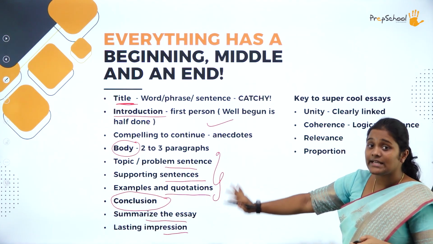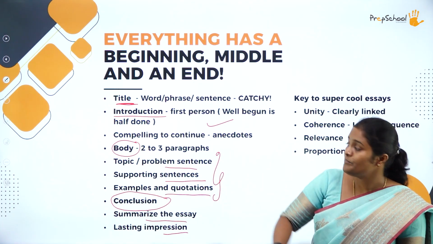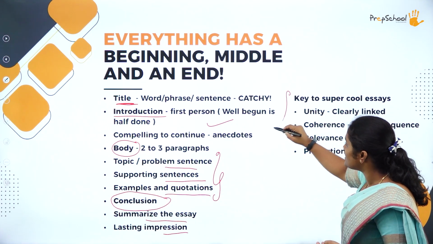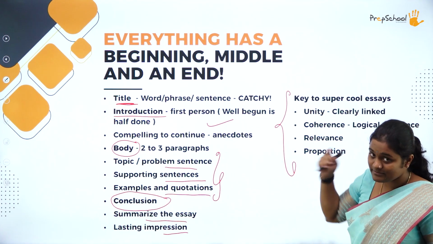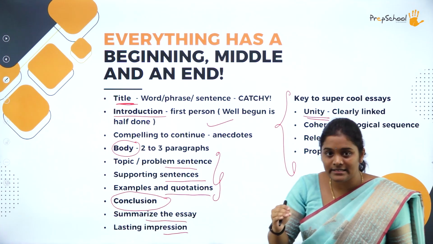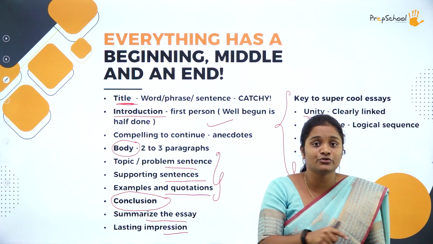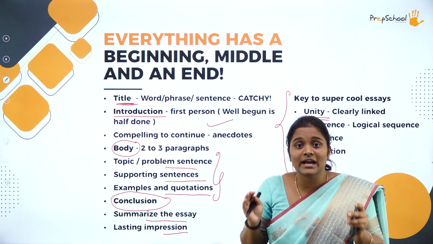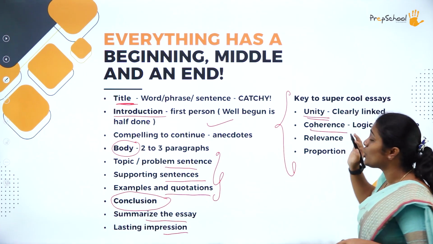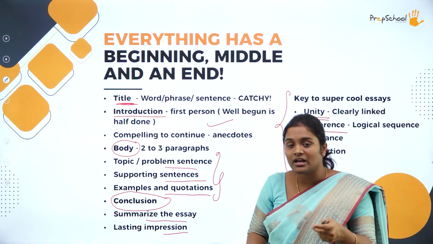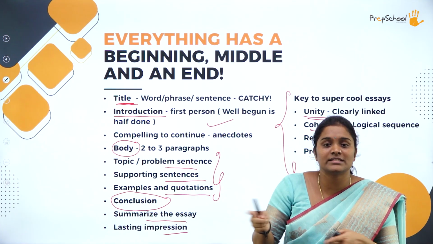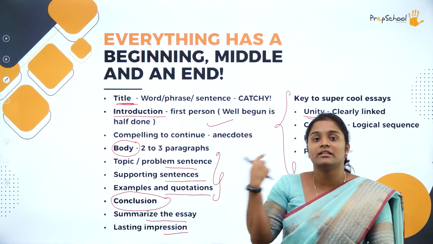Now after this basic anatomy of the essay, which has a title, then an introduction, body and a conclusion, very basic, what is the key concept of a cool essay? When I say cool essay, it should have unity. It should be clearly linked. When I read through your essay, I should be able to link all the ideas together: this is what he is talking about, it's very clear, I understood. And then there should be coherence. There should be a logical sequence, one after the other. I shouldn't go around in reverse chronological order or a zigzag narration where I was talking about something and then jumped into another thing.